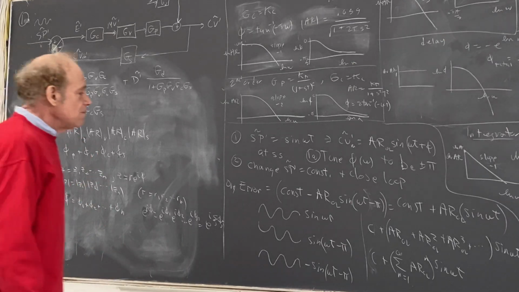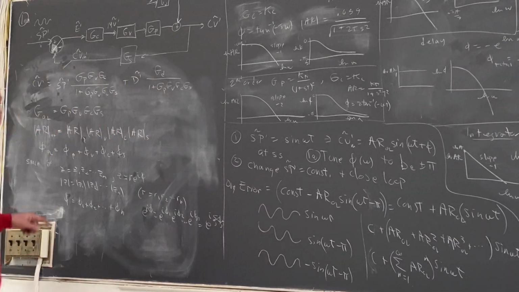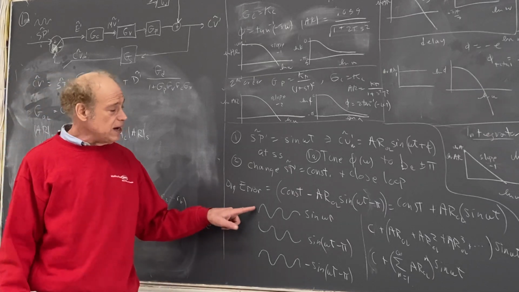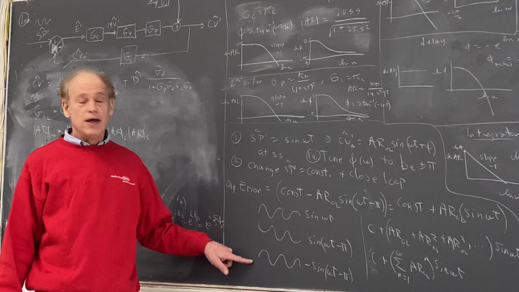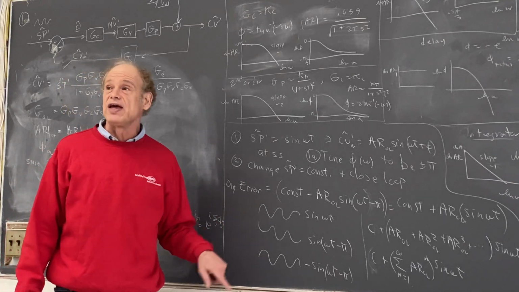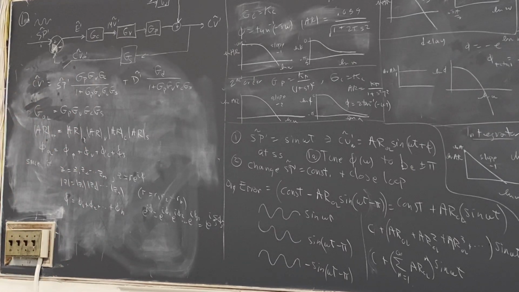On the other hand, if the amplitude ratio of this relative to this, that is the amplitude ratio of the open loop, is less than 1, then I'm going to be adding something to this that's smaller. And the next time through, it's going to be smaller by a factor of the amplitude ratio squared. And the next time through, it's going to be smaller by a factor of the amplitude ratio cubed.